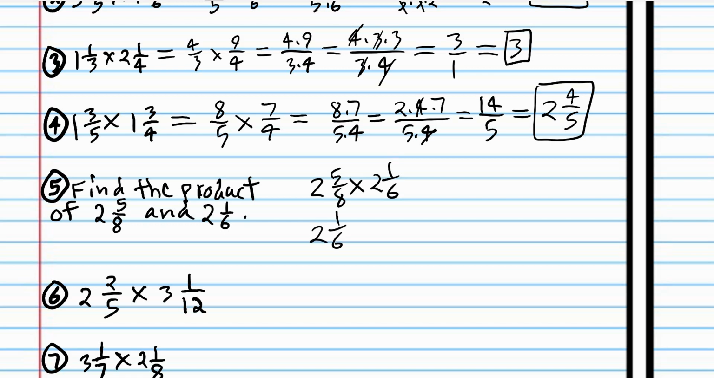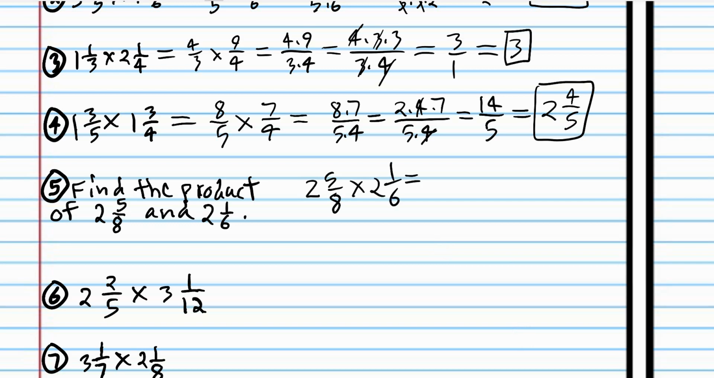Or like this? Does it make a difference? No, it does not, because of the commutative rule of multiplication. So go ahead and try number 5, and when you come back, we'll do it together. All right, we're back.